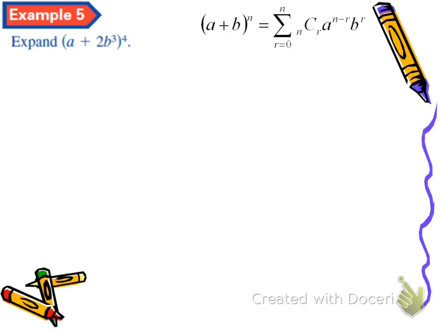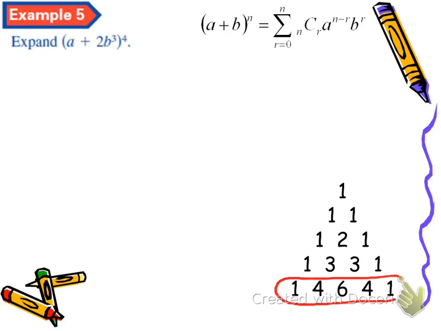Alright, so here's another example. Notice this time the binomial is raised to the 4th power, so you're going to need to go all the way down till the 4's appear in Pascal's triangle. So you're going to need this row. Give it a try. Pause the video, expand this binomial, come back, check your work, check your answer.